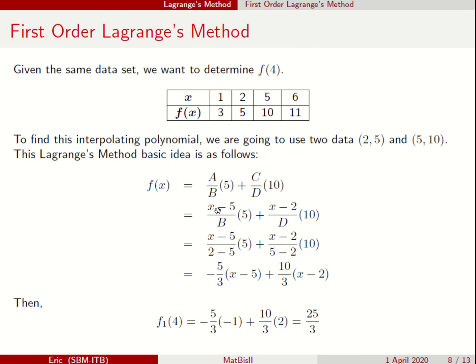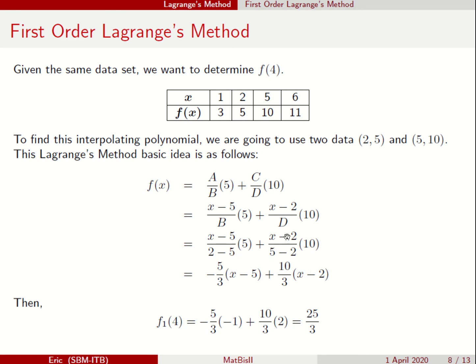So I should divide it by 2 minus 5. Why? Because if I have x equals 2, I have 2 minus 5 divided by 2 minus 5, and this cancels out, so I have just 1 times 5. And if I substitute 2 here, this will become 0, because this doesn't correspond to this data. So the Lagrange interpolating polynomial should be this one.